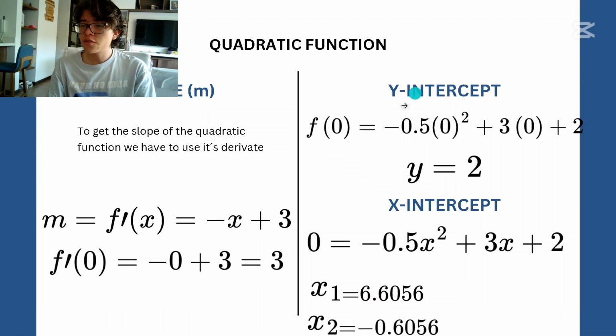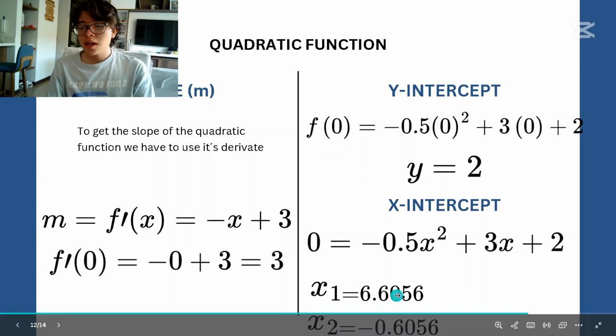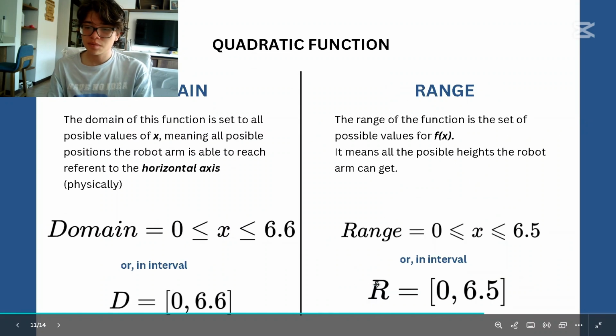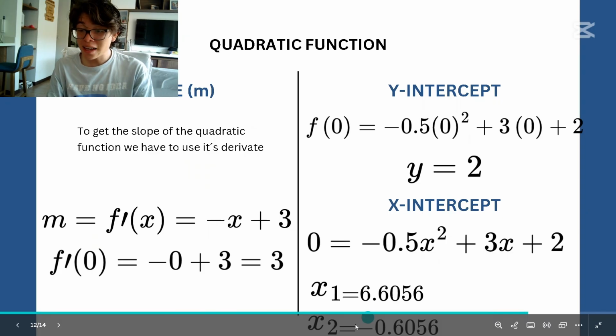We have also some intercepts. We have a vertical intercept when we set x to 0, y equals 2, and we have two x-intercepts, but we will just take this one because the second one is out of our physical domain. This one is inside our domain, but the second one is out because the domain goes from 0 to 6.6, and this is minus 0.6, so it's out.